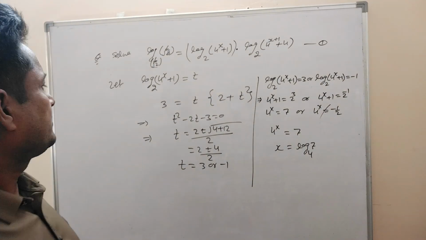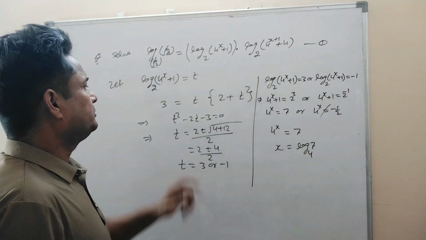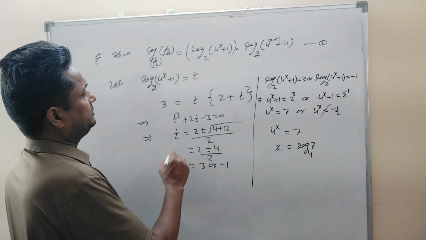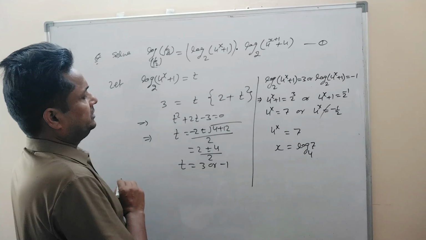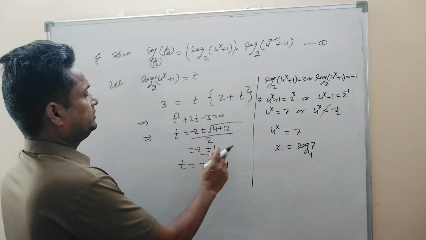Right. One thing here, it is what? t square plus 2t. There is a mistake here. This will be t square plus 2t. So the solution will be t is equal to what? Minus 2 plus or minus 4 over 2.